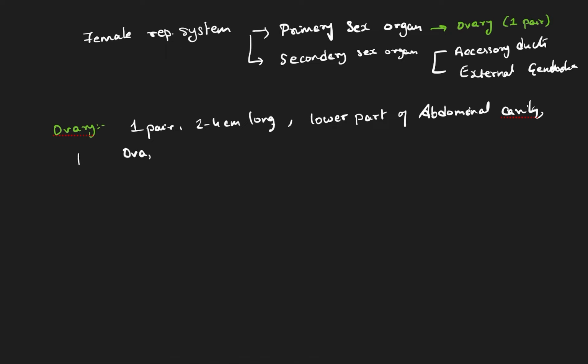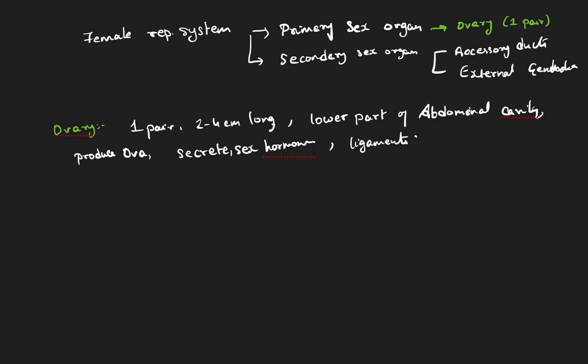It produces ova and secretes the sex hormones, and they are connected to the pelvic wall and uterus by ligaments. Ligaments connect them to the pelvic wall. So we are going to study the simple structure there, how we studied.